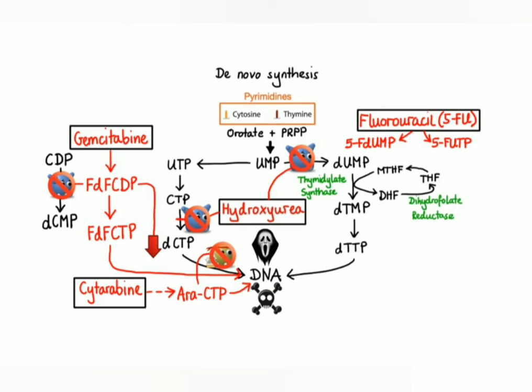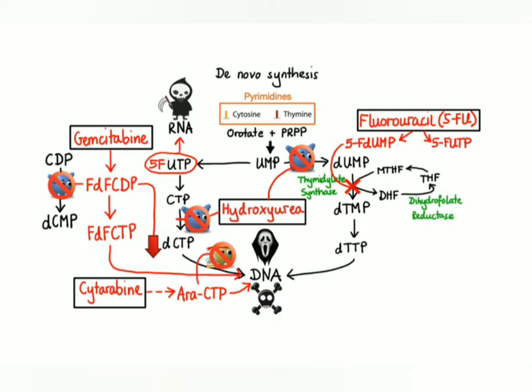The first one, 5-FdUMP, acts as an inhibitor of thymidylate synthase, the enzyme that methylates dUMP to form dTMP. The second metabolite, 5-FUTP, mimics uridine triphosphate and is recognized as the substrate and incorporated into RNA by RNA polymerase, leading to inhibition of RNA synthesis and function.